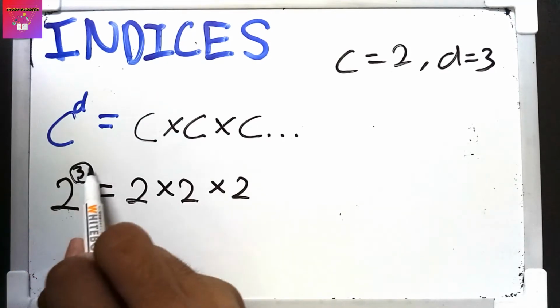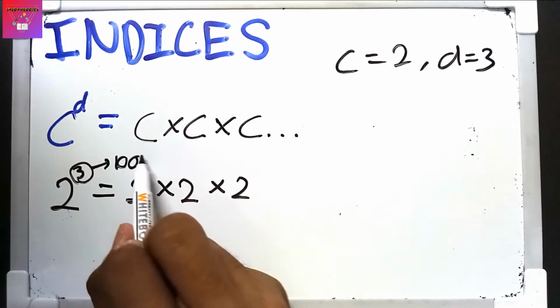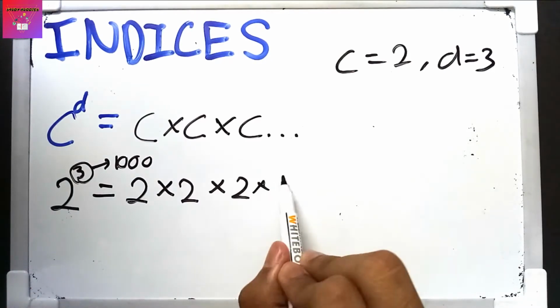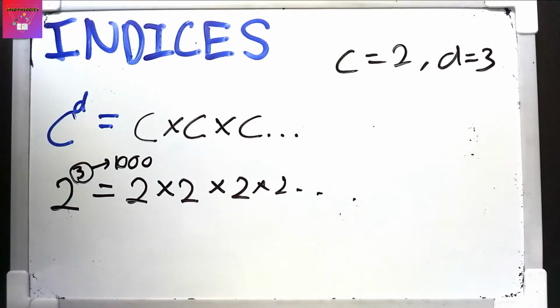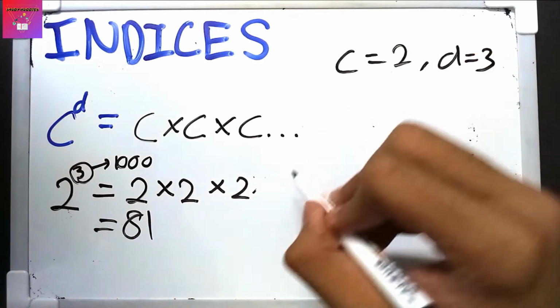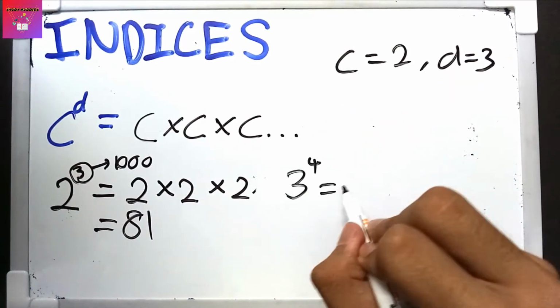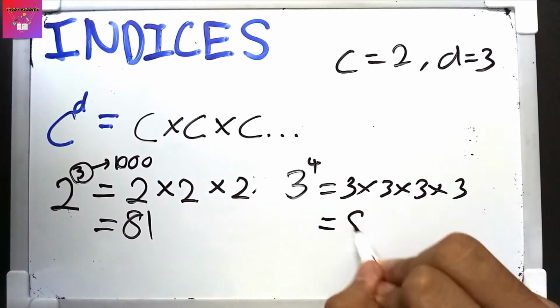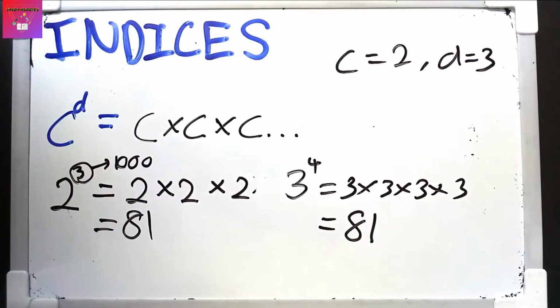It depends on the number here. Let's say if the number here is 1000, it means that 2 is multiplied by itself 1000 times. For 2 to the power of 3, or 2 times 2 times 2, the answer is going to be 8. Let's take another example. Let's say 3 to the power of 4, which means 3 times 3 times 3 times 3. You can use your calculator and you will get 81.